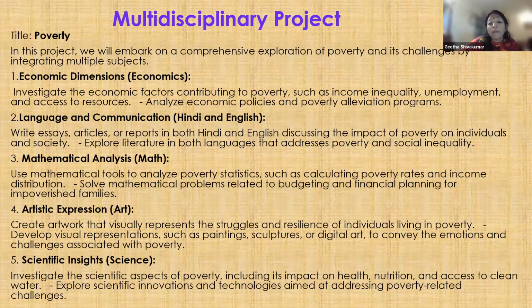They can calculate the poverty level, compare urban people and rural people and the differences. Then art, they can do paintings and other things. Then science: the scientific aspects when poverty alleviation programs come into the picture, the impact on health, why hospitals need to be made, why education needs to be given, nutritional level, access to clean water.